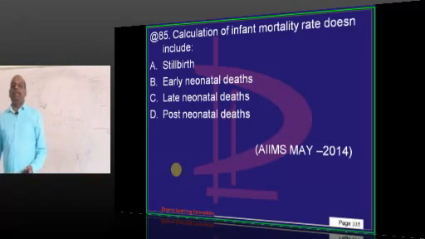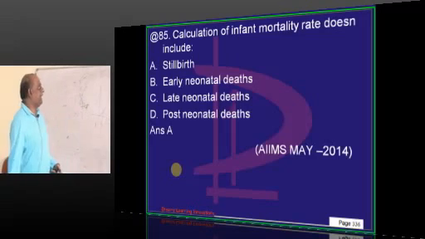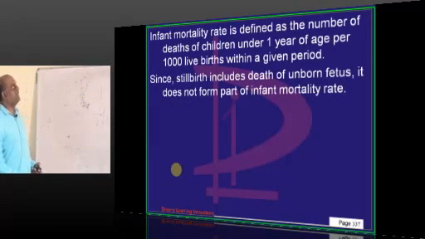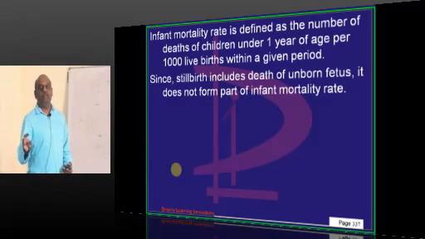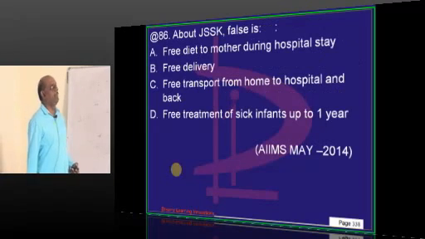In calculating infant mortality, stillbirths are not included because it is the number of deaths of children under 1 year per 1000 live births, and stillbirths are not included.